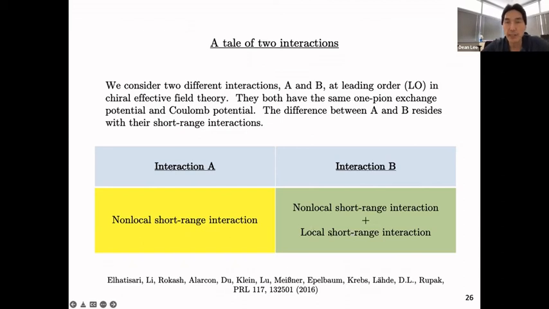Now, I should explain what nuclear physicists mean by local. When I say a local interaction, I mean an interaction that is diagonal in position space, like the Coulomb interaction. It has no velocity dependence. If I write down the actual interaction kernel, it's completely diagonal in position space. Whereas a non-local interaction would have some off-diagonal pieces to it in position space.